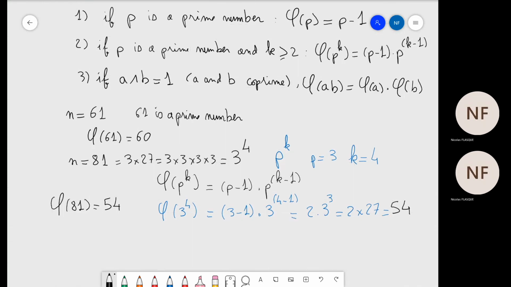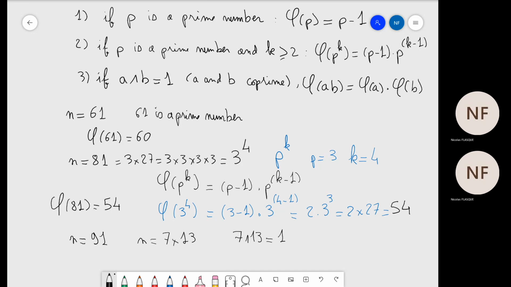Next example. Not the last example, we'll have another one after, sorry. n is equal to 91. 91 is not a prime number, and actually, if you try to make the calculation, 91 is 7 times 13. So 7 and 13 are prime numbers, but what is of interest here is that the GCD of 7 and 13 is equal to 1.